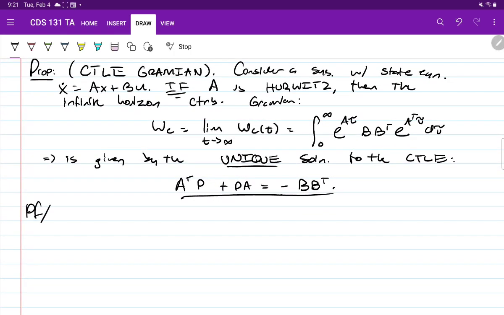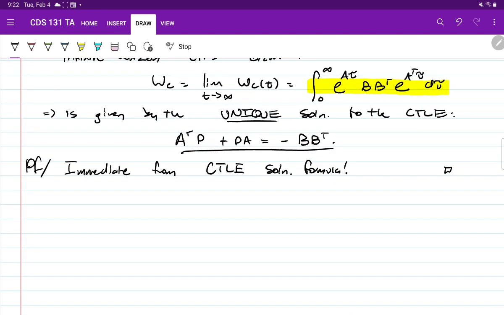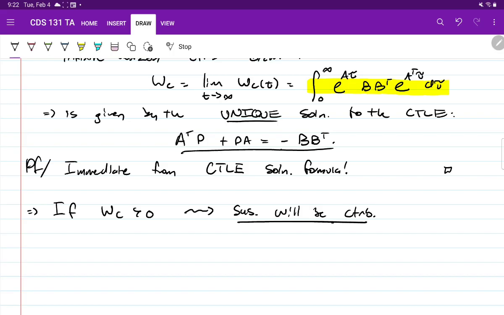The proof of this is actually already immediate from what we did last week. Okay? So this is immediate from your CTLE solution formula. Okay? Because you might observe this term over here is actually nothing more than that same formula we derived last week for the continuous time Lyapunov equation. Okay? It's a nice one-line proof. Okay, very cool. So what you could show if you go ahead and do this is that if WC, our infinite horizon Gramian, is greater than 0, then your system will be controllable. Okay. So this is good, right?